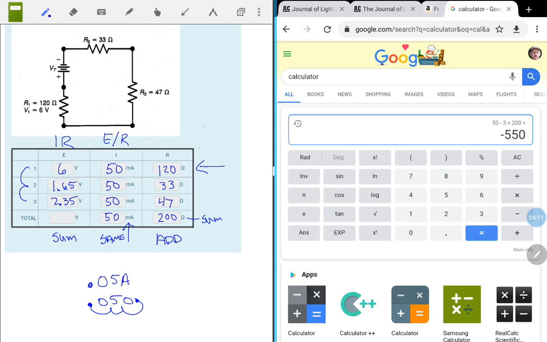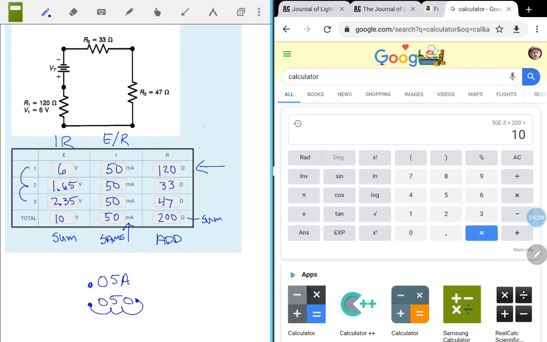something wrong. -550, that's not right. What did I do wrong? E is equal to I times R. 50 exponent -3 times 200. 10, that's better. I don't know what I did. 10 volts. And that's your answer.